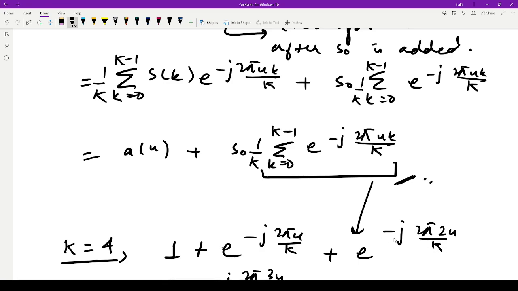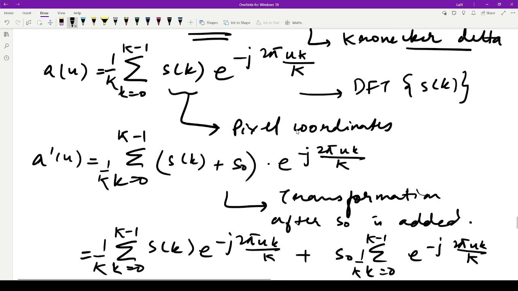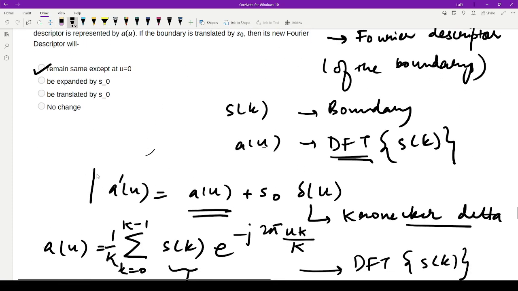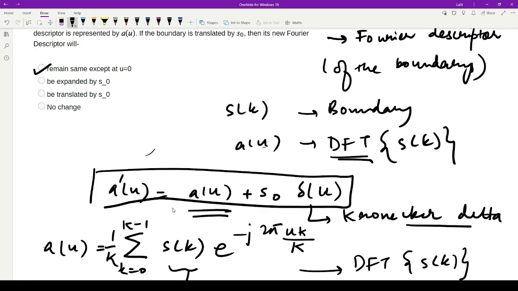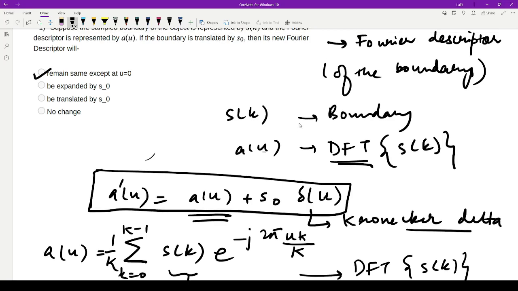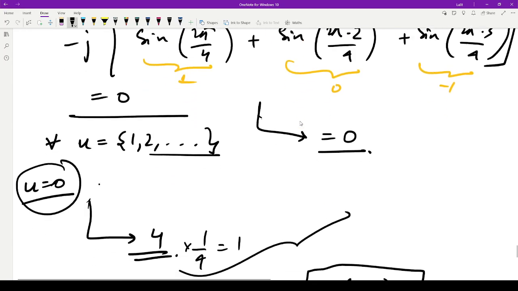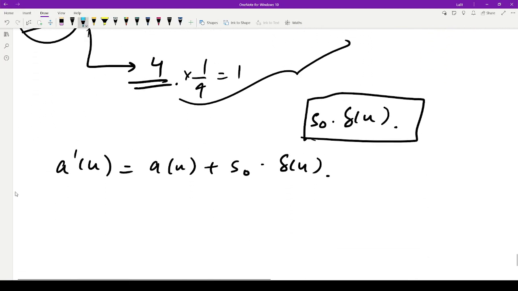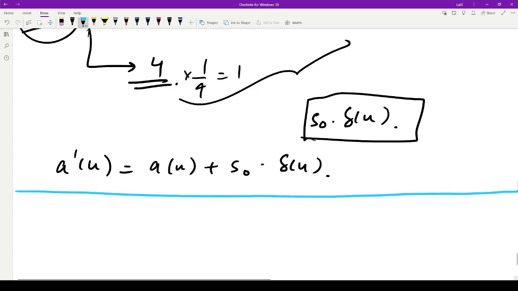Everyone agrees with the derivation? So ultimately this is what we proved. When you shift the boundary by some amount S naught, it ultimately just changes the value at u equals 0 by S naught, and other values remain the same. Okay. Any doubts with this question? Move on to the next one.